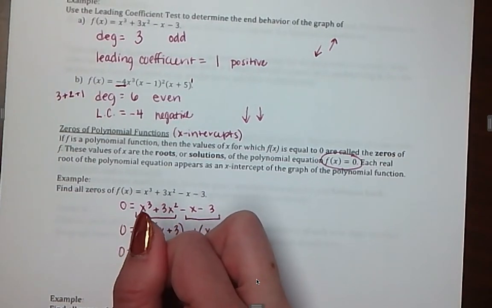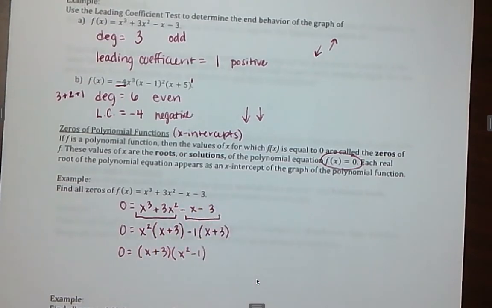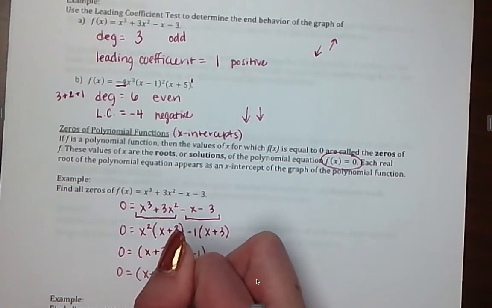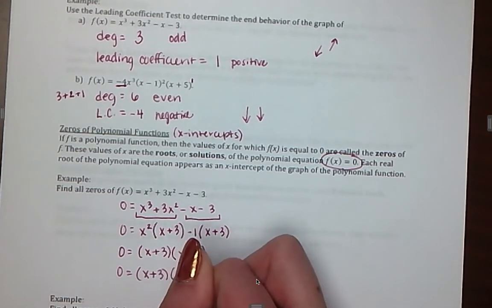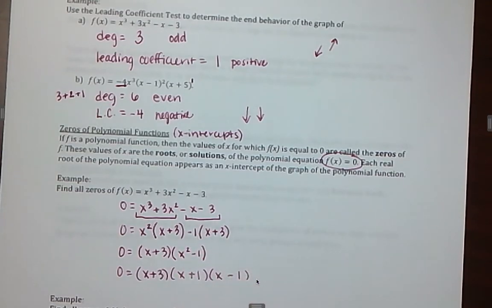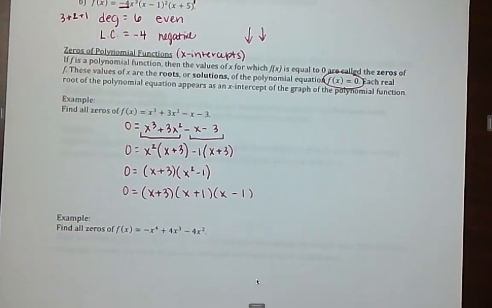So we have the quantity of x plus 3 times the quantity x squared minus 1. But x squared minus 1 can factor further. Anybody remember how? Difference of two squares. What's the square root of x squared? What's the square root of 1? So plus 1, minus 1. Okay, so that's your factored form.